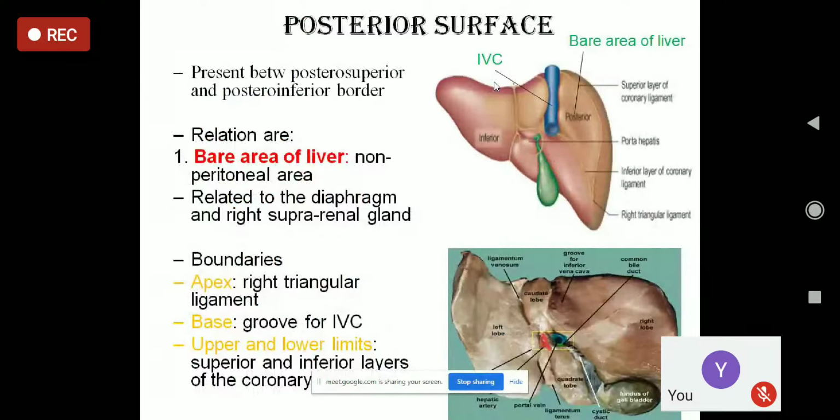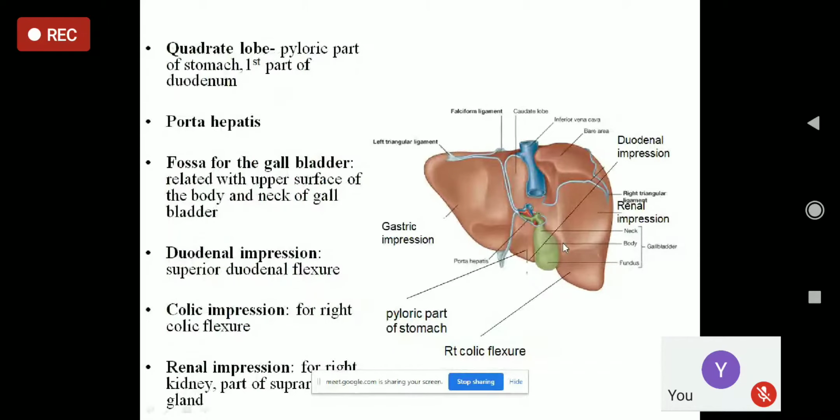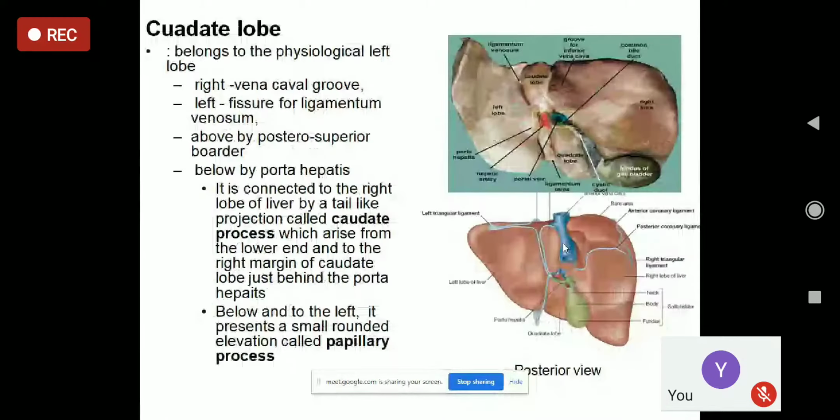You have to remember the main areas: bare area, groove for the inferior vena cava, caudate lobe, quadrate lobe, fissure for ligamentum venosum, fissure for ligamentum teres, and what are the remnants of these. Everything is important and you have to remember it, and you have to see the gastric impressions and the factors holding it in position, okay?